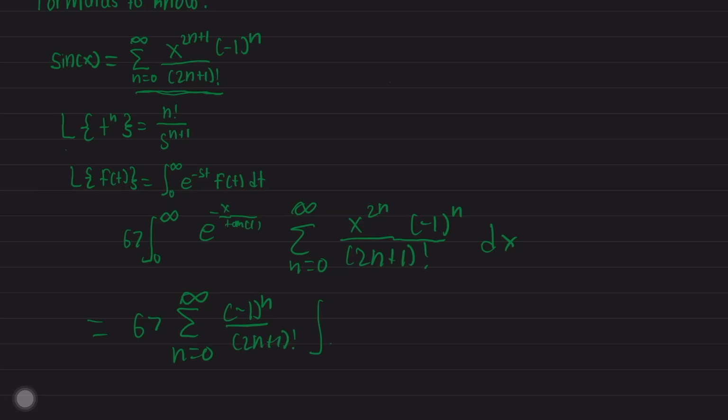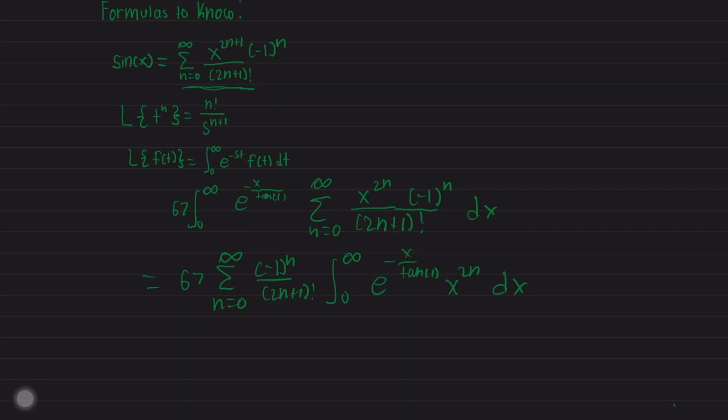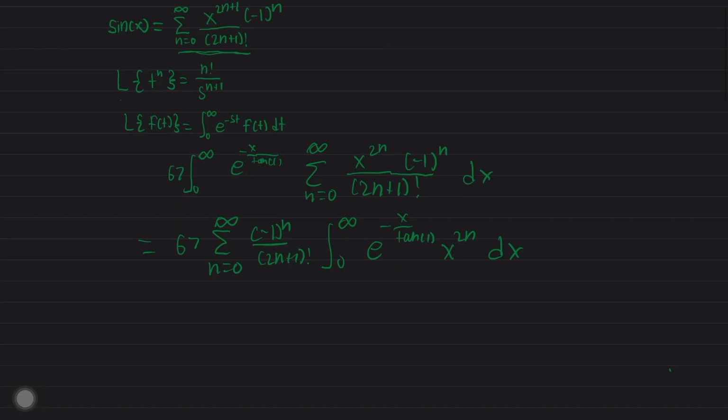And now we'll have the integral from 0 to infinity of e to the negative x over tangent of 1, x to the 2n dx. So this right here is very similar to what we have right here. So this means we can use the Laplace transform to be able to find out what the value of this integral is. So let's see how we can do that.